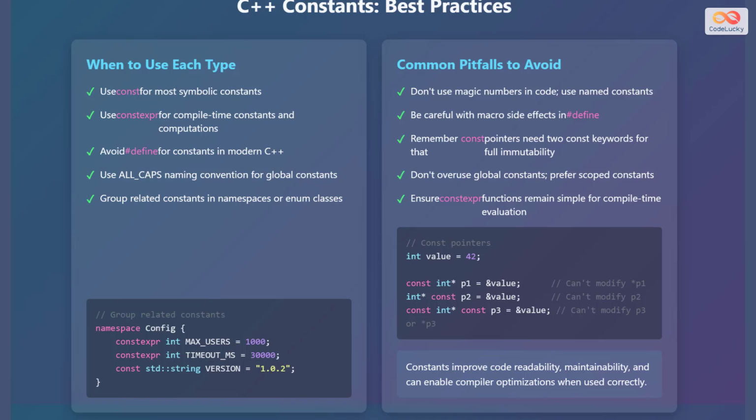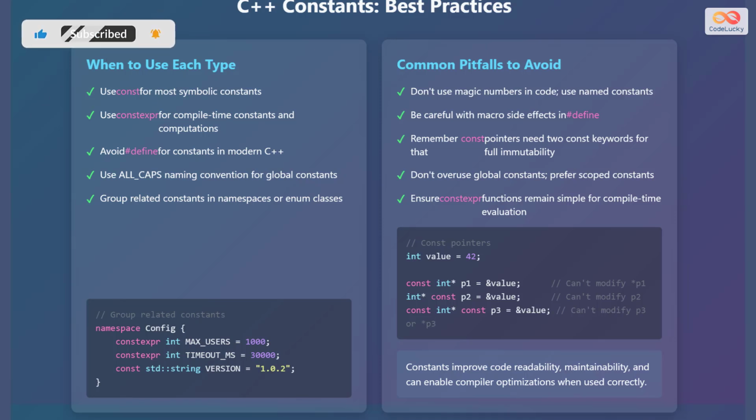Here's an example of grouping related constants in a namespace. We define a namespace config and declare constant expressions like max_users with a value of 1000, timeout_ms with a value of 30,000, and a constant standard string version with the value "1.0.2".